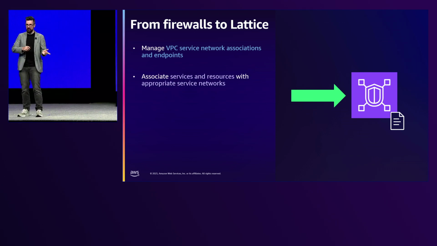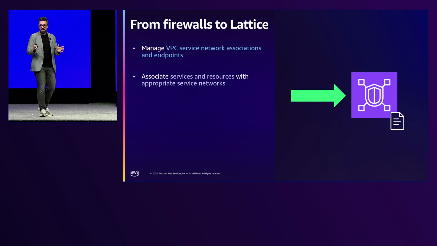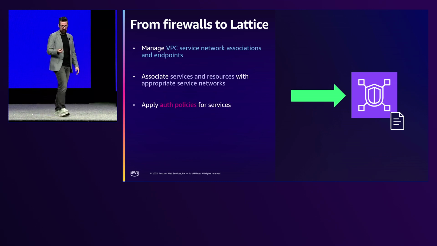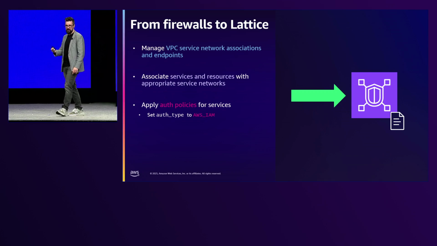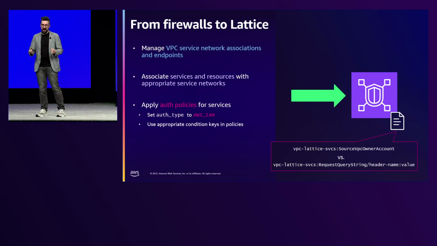Second, remember that you can associate your services and resources to one or more service networks if they need to be accessed through those different networks. Apply your auth policies for services, and to do that, you'll need to set the auth type to AWS IAM, like we saw earlier, and then you can use the appropriate condition keys in those policies.